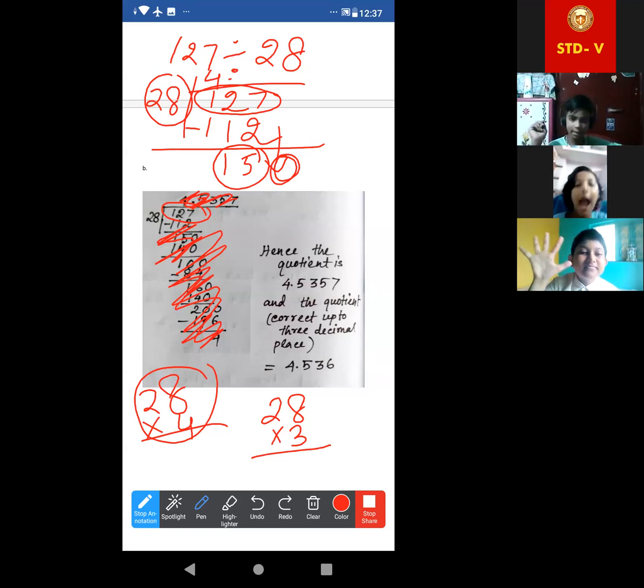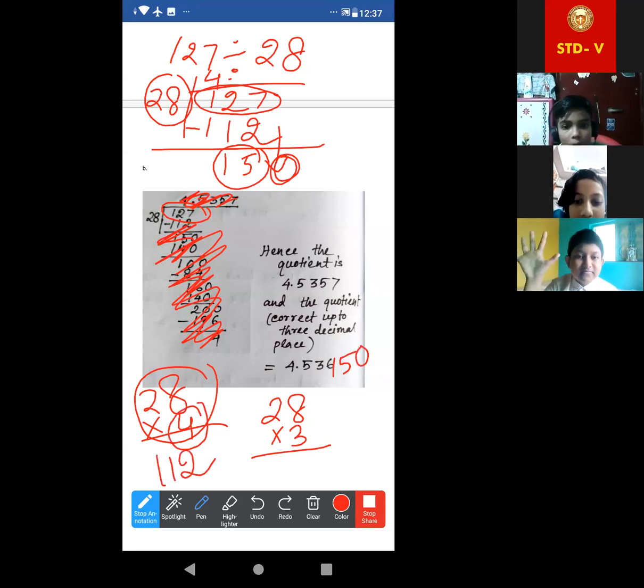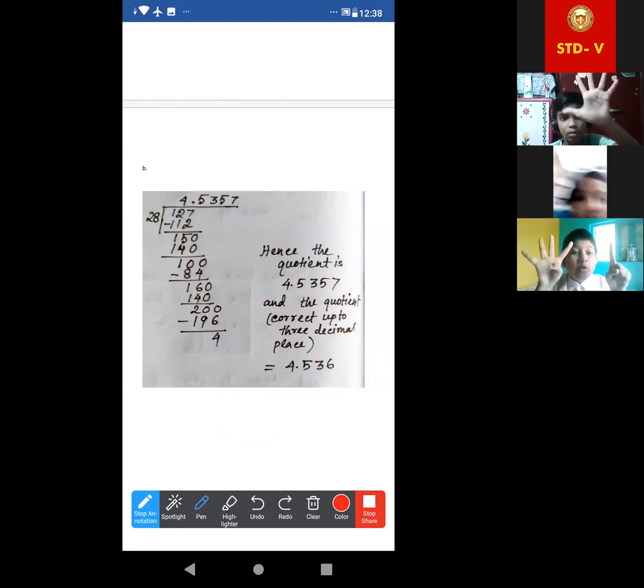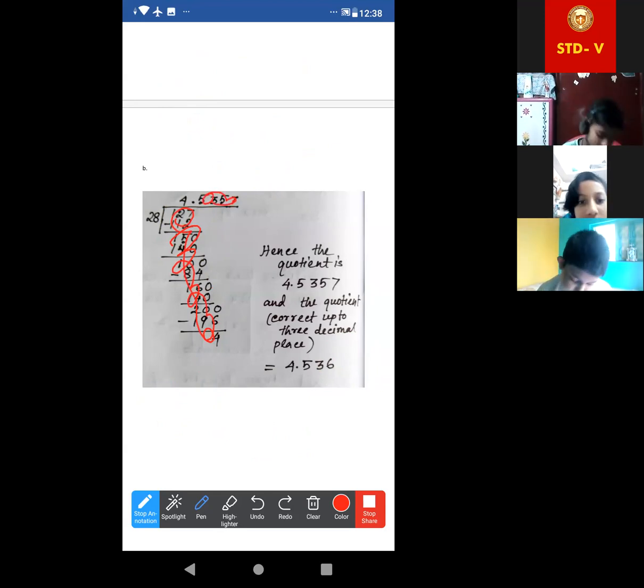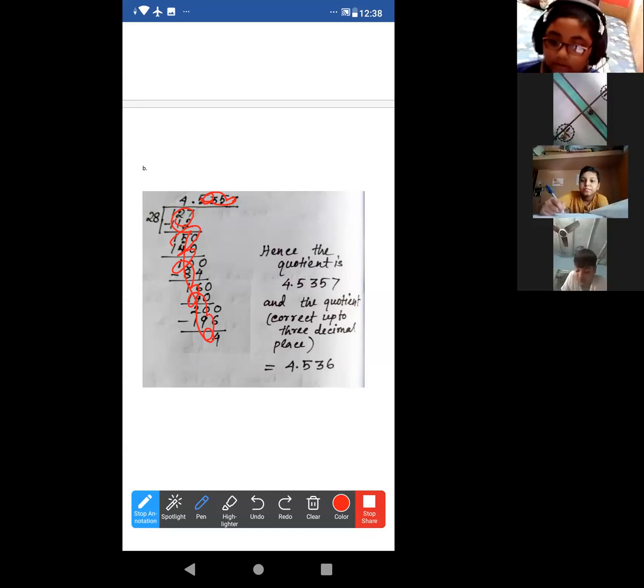Now it is 150. If we take 4, it will be 112, but it is 150, so we have to take one more place. 5, exactly. Now don't look at the answer. Just do it yourself, I am giving you time. All of you just do it. Okay, good. It will be 140.